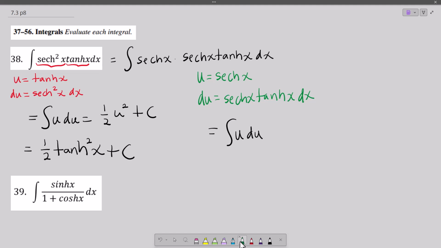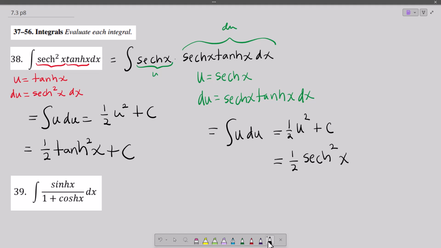Is that making sense to everybody? So this part's becoming u. This part over here is becoming du. And once again, oh, we have the same u expression. We get u squared over 2, or 1/2 u squared. Oh, but we used a different u. So this is going to be 1/2 sech squared. Will this work out? Because the derivative of hyperbolic secant is negative.